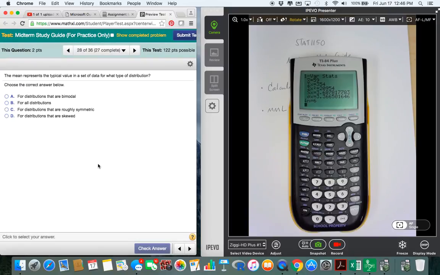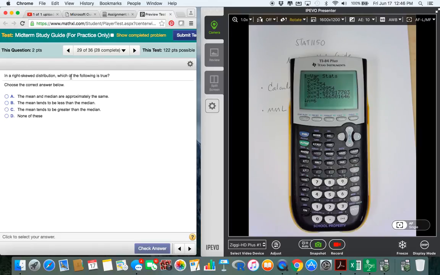All right, gang, we're about to wrap this up. We have, I think, about 8 more questions. The mean represents the typical value in a set of data for what type of distribution? Well, guys, if we have a roughly symmetric distribution, we want to report and depend on the mean. If we have a skewed distribution, we want to report and depend on the median. You've heard that ad nauseam now, so you're pretty good at it.